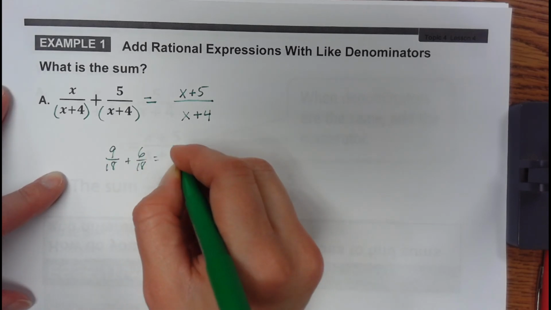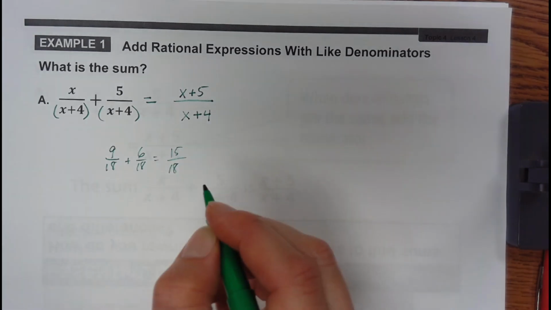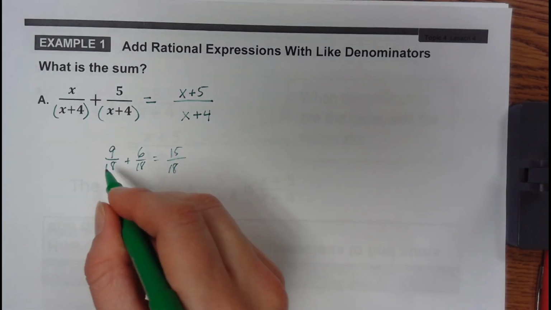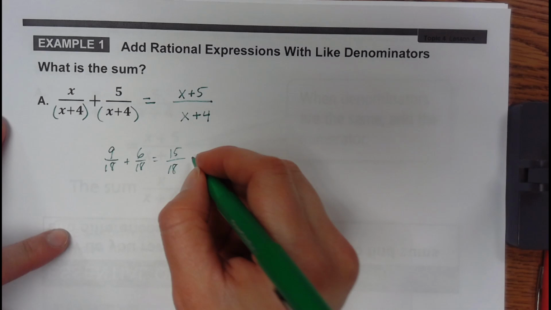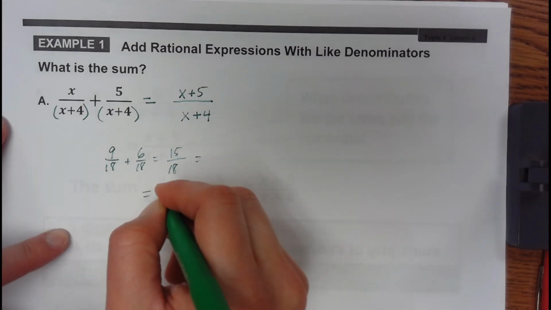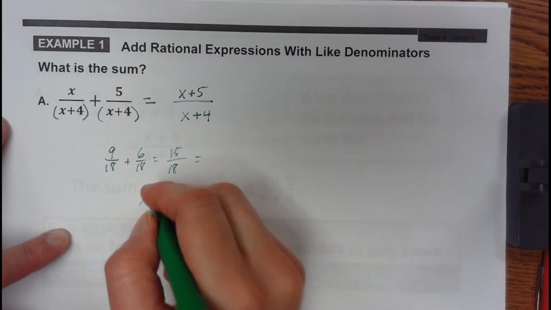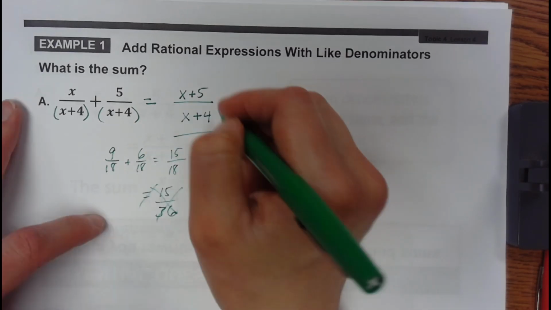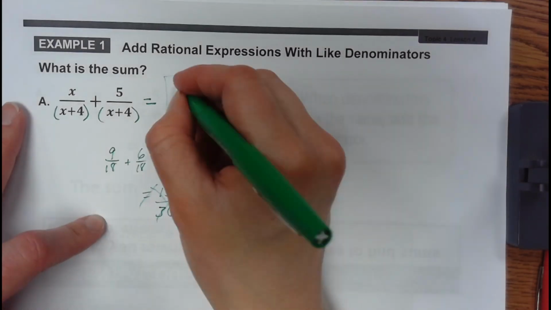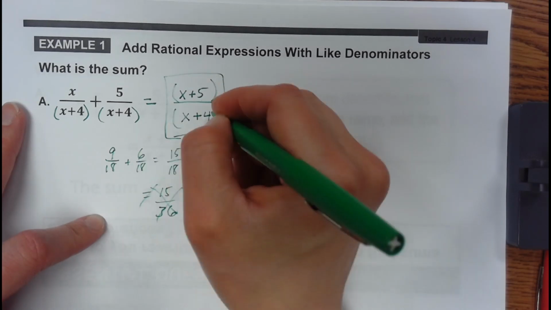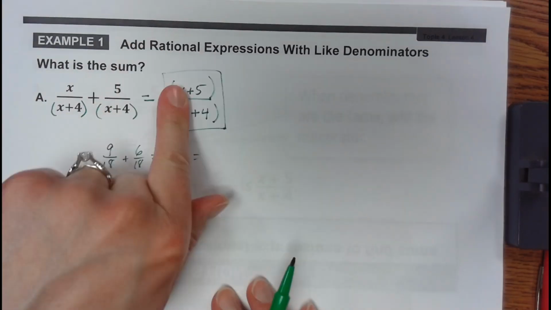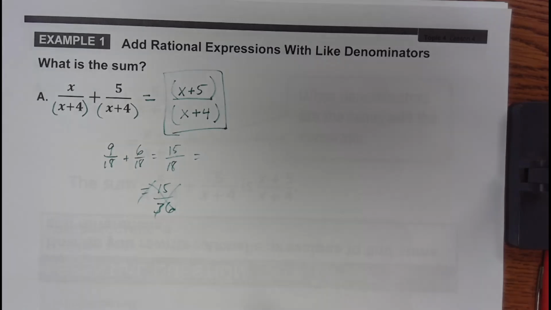We would get 15/18, not 15 over 36. We don't add the 18 and 18. But this then is actually our answer because, remember, these are groups. I cannot just simplify my x's. Okay, so there's my answer.